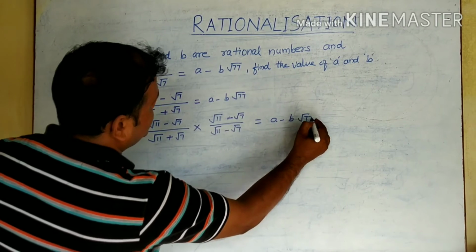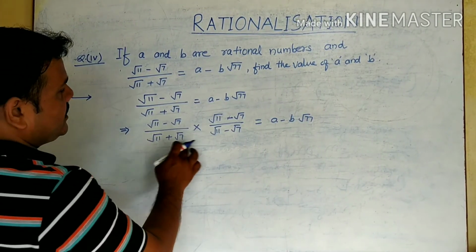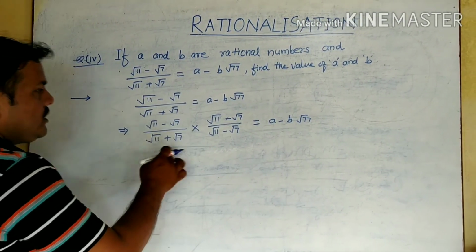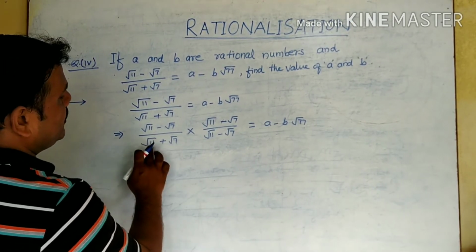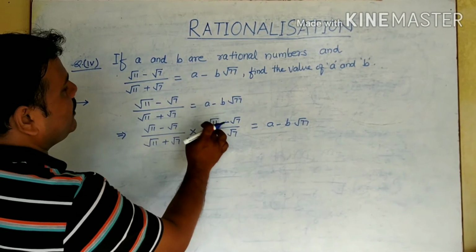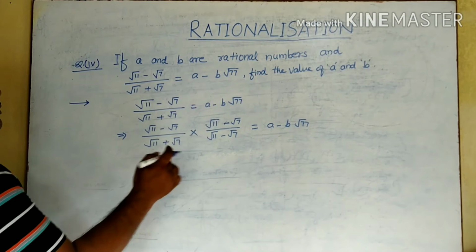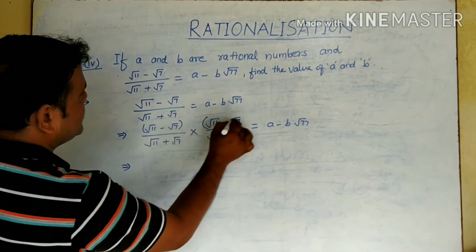What I have done here is rationalization, which I told you earlier: you have to remove the root, so you have to multiply by the rationalizing factor. The rationalizing factor of under root 11 plus under root 7 will be under root 11 minus under root 7. So we have to multiply in numerator and denominator both. And while multiplying both, see here, both are the same.